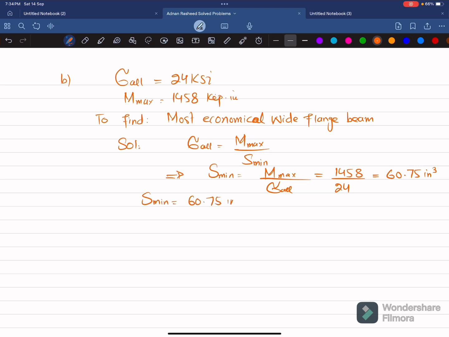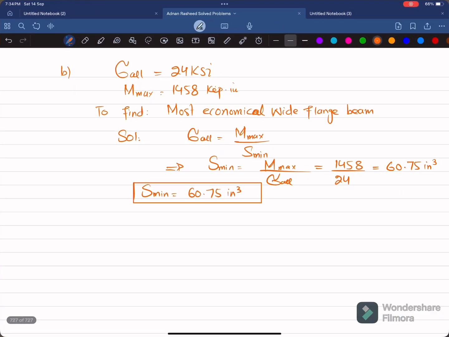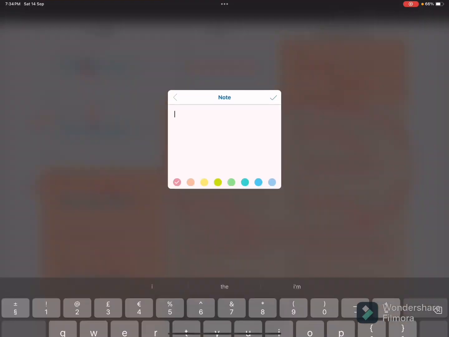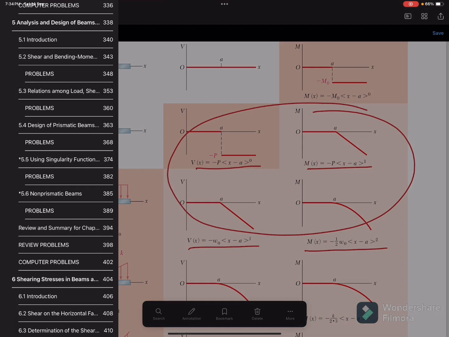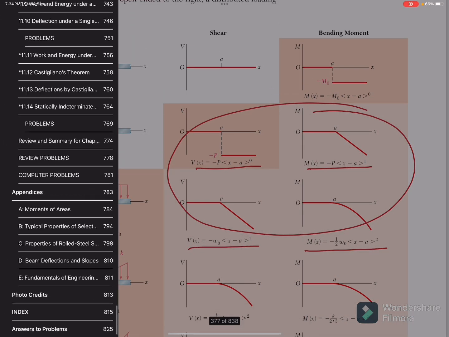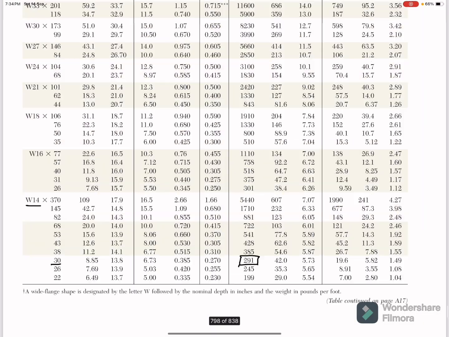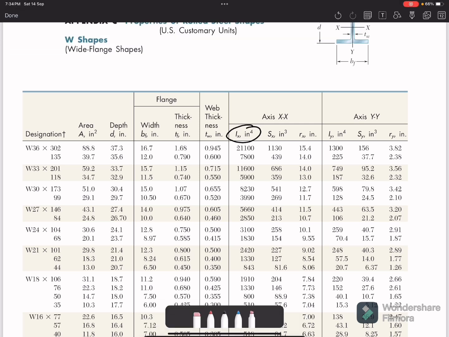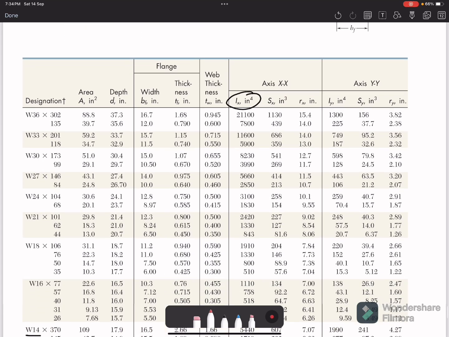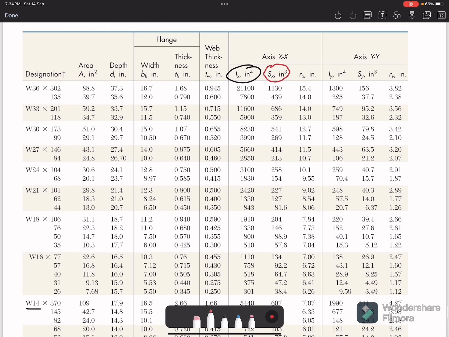Now what we will do is that we will go to the table that is given at the end of the book. I will show you. At the end of the book, you have to go to the wide flange beams property of rolled section, and then you have to choose the US customary. Clear? So let me choose a pen. Okay, so you can see this is the section modulus. So the value was 60.75. So we will choose those beams which are near to 60.75.